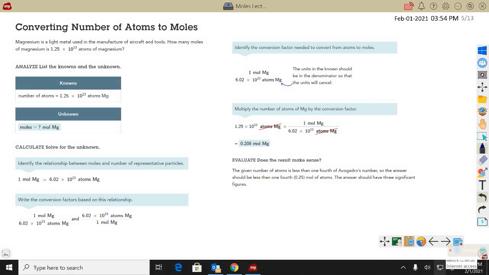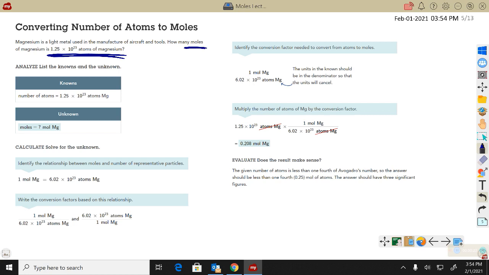Enough with the eggs and sandwiches and apples and grapefruit. Let's do mole calculations in reference to real elements. So we have been given a quantity of magnesium atoms, 1.25 times 10 to the 23rd atoms of magnesium. I want to know how many moles would be in the sample. So we're given a quantity in atoms, and we want to convert it to moles.